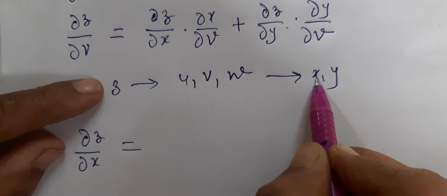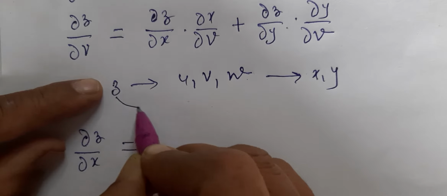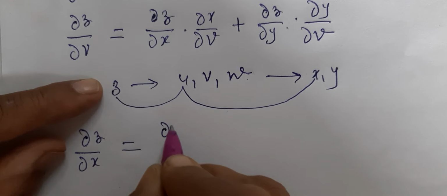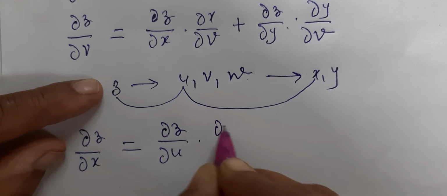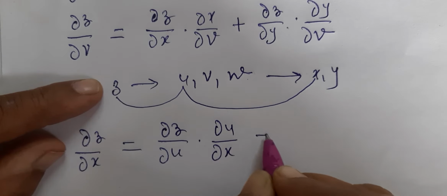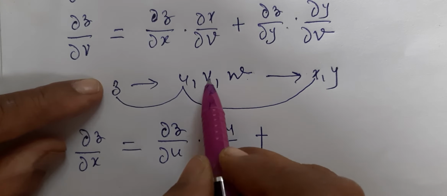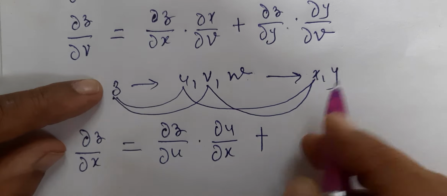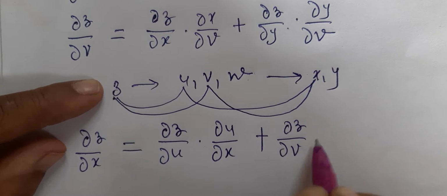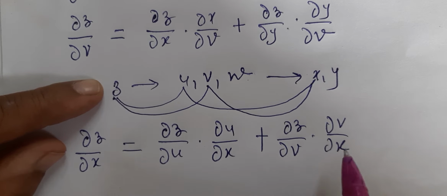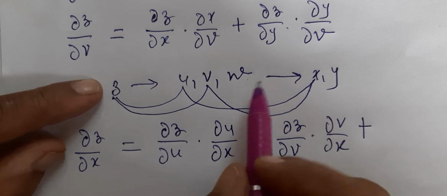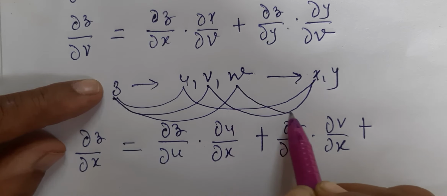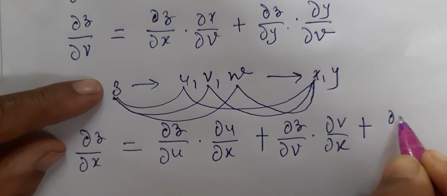Del z by del x would be first of all del z by del u into del u by del x, plus it is also via v. So del z by del v into del v by del x, and lastly it's a function of x also via w. So it is del z by del w into del w by del x.